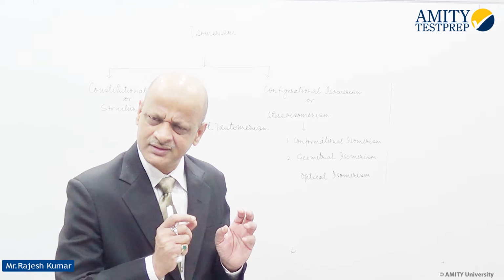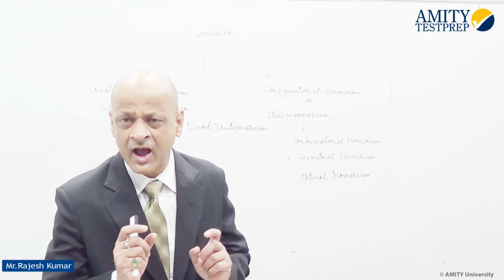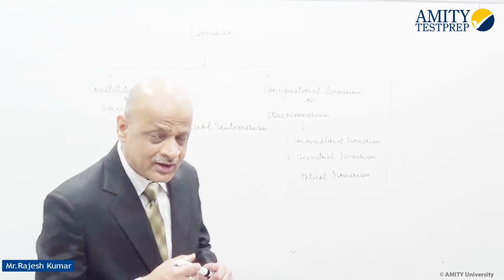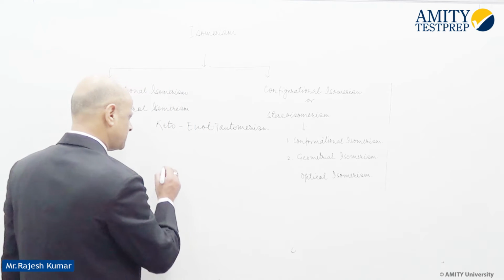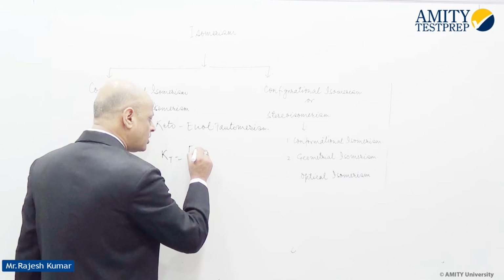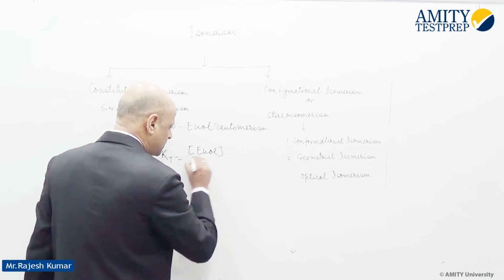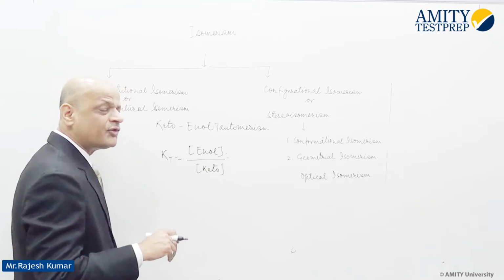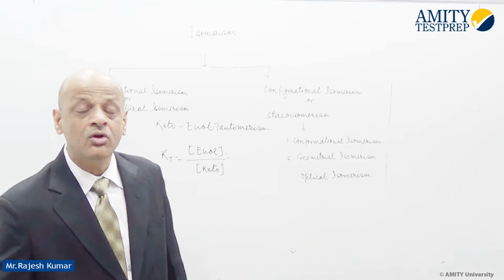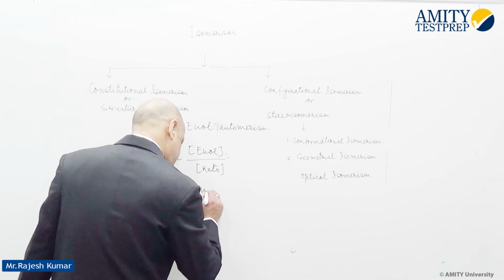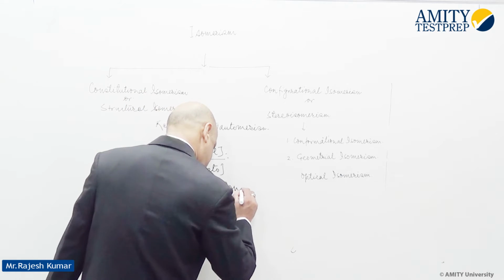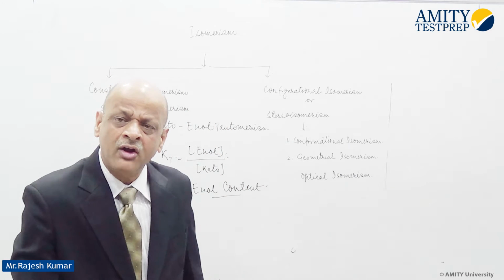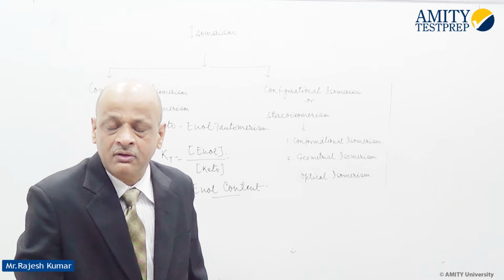In case of tautomerism, there are two forms. One is the keto form and another is the enol form in case of keto-enol tautomerism. And both are in equilibrium. At equilibrium, both have a different concentration. The concentration of enol form at equilibrium is called enol content. The enol content or enol form percentage at equilibrium is called enol content.